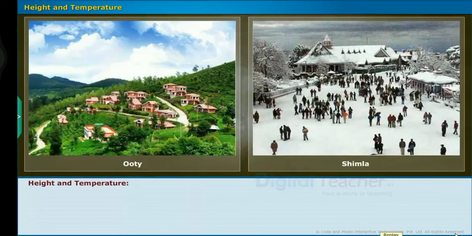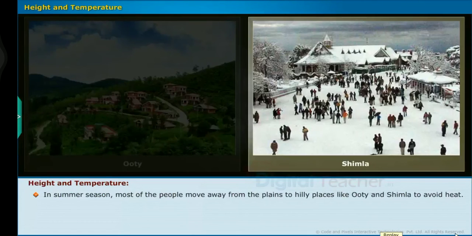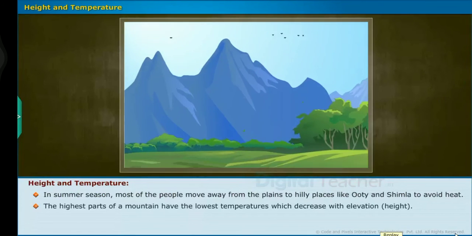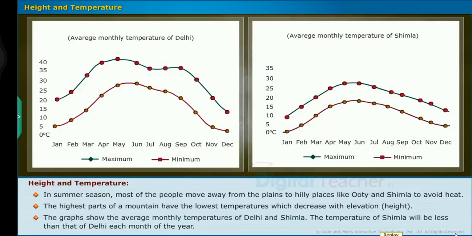Now, let us learn about height and temperature. In summer season, most of the people move away from the plains to hilly places like Ooty and Shimla to avoid heat. The highest parts of a mountain have the lowest temperatures, which decrease with elevation. The graph shows the average monthly temperatures of Delhi and Shimla. The temperature of Shimla will be less than that of Delhi each month of the year.